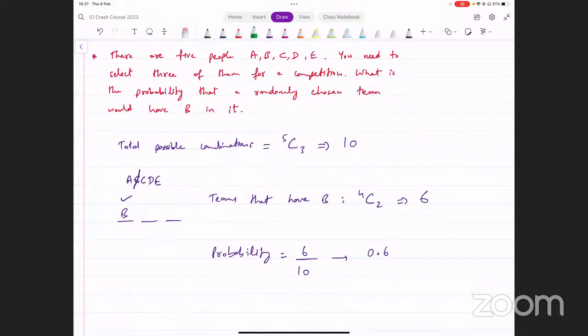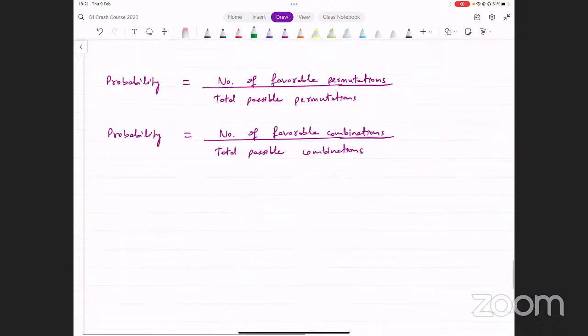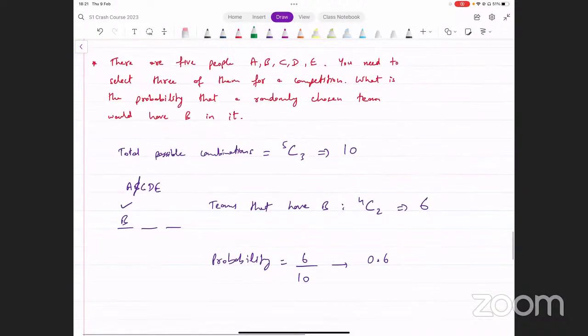We also talked about what happens when you have probability coming alongside permutations or combinations. You just use the standard probability formula there. Probability equals number of favorable outcomes divided by the total number of possible outcomes. So if you're talking about permutations, you say number of favorable permutations divided by total possible permutations. And similarly for combinations, favorable combinations divided by the total possible combinations. We did an example on this as well.